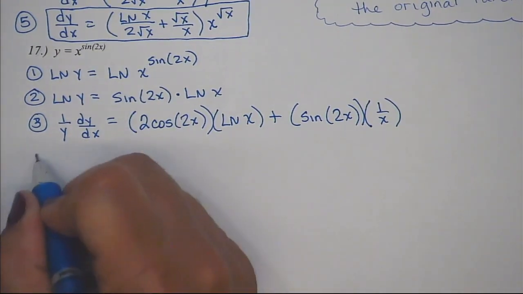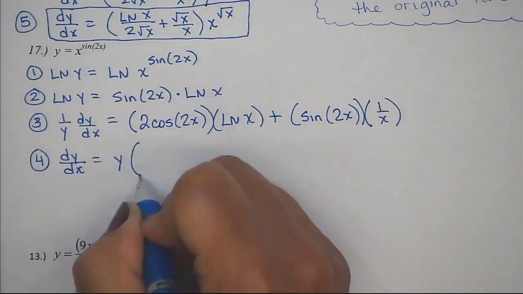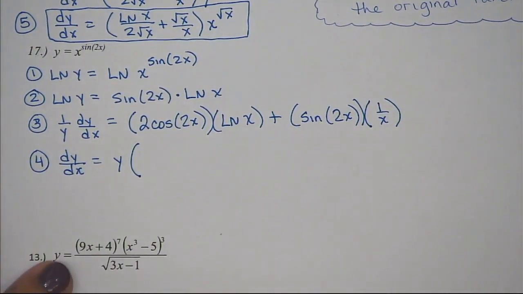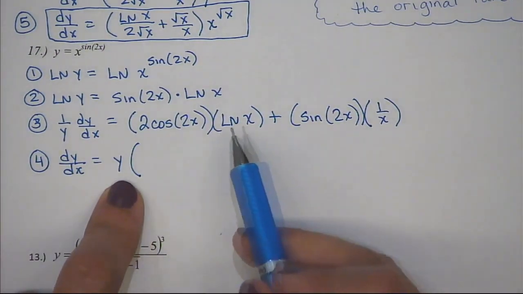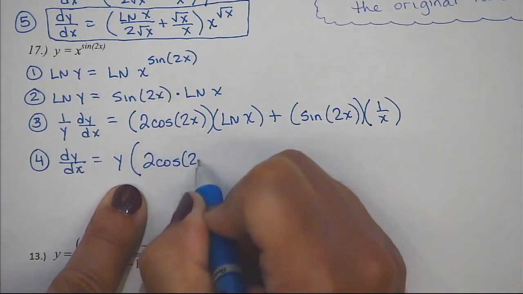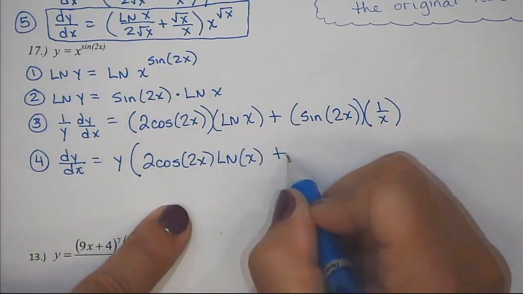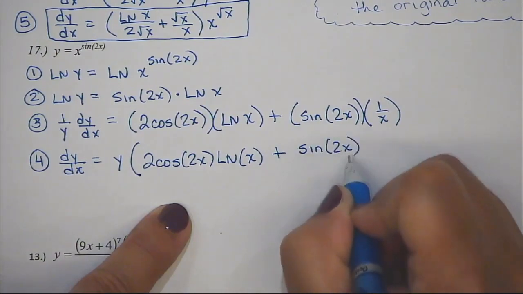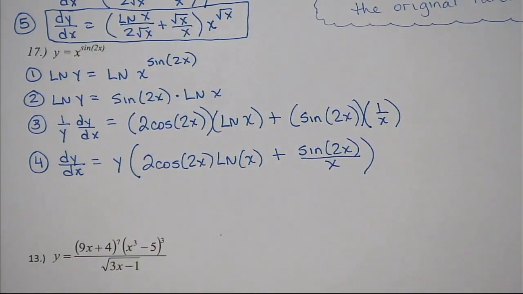So step 4 is to solve for dy dx. So on this one, I'm going to put the y out front. So again, it doesn't matter where you put the y, as long as you get the y over on the other side. You put it in the front, you can put it in the back. So let's put it in the front this time. All right, and now I'm going to just clean this up without some parentheses. So this is 2 cosine of 2x, natural log of x. Can't really do much with that. Okay, and then plus the sine of 2x over x, right? So we really couldn't do much with those. All right, and then the last step is just to replace y with the original function.